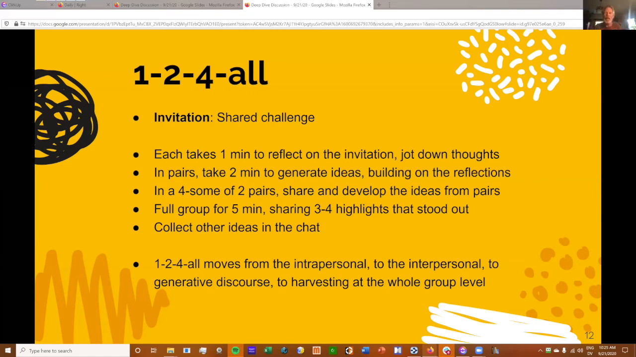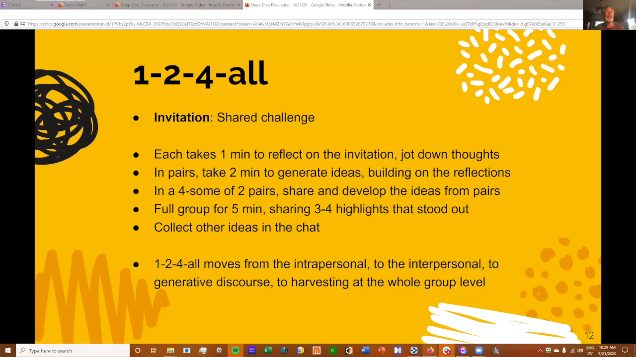And that format of moving from the individual to the group very quickly on challenging questions and unleashing everybody's creativity and innovation and thinking underlies 27 of these 33 structures. So that's basically it.